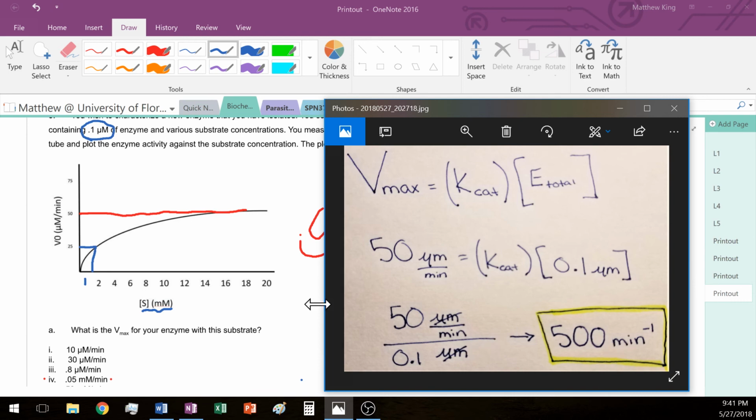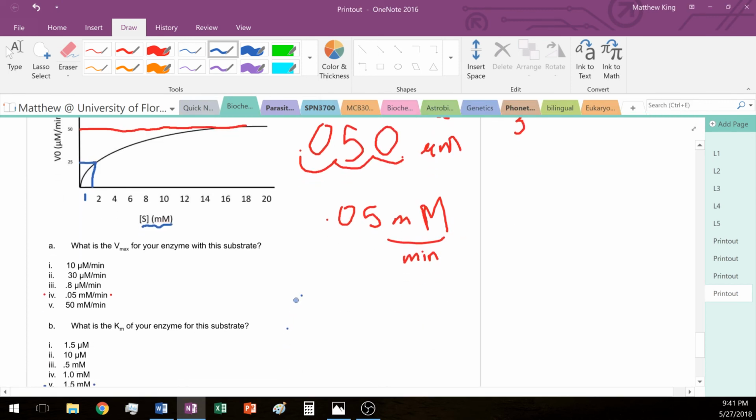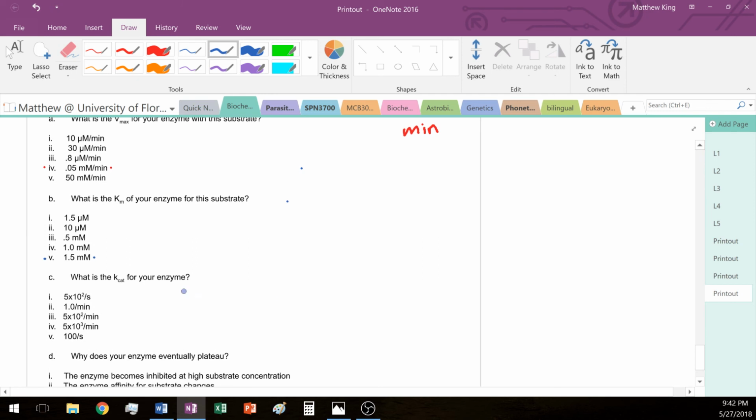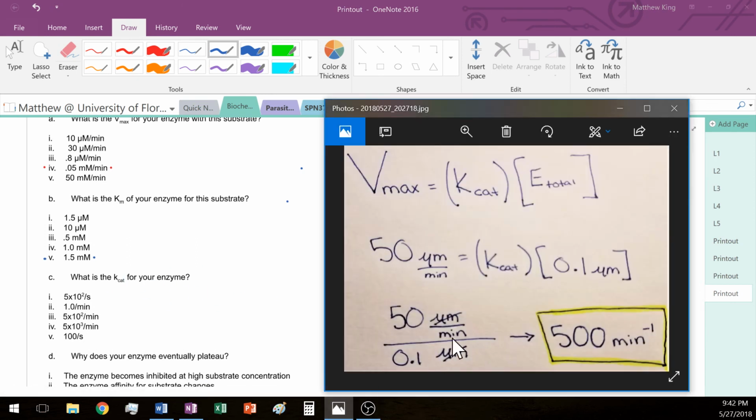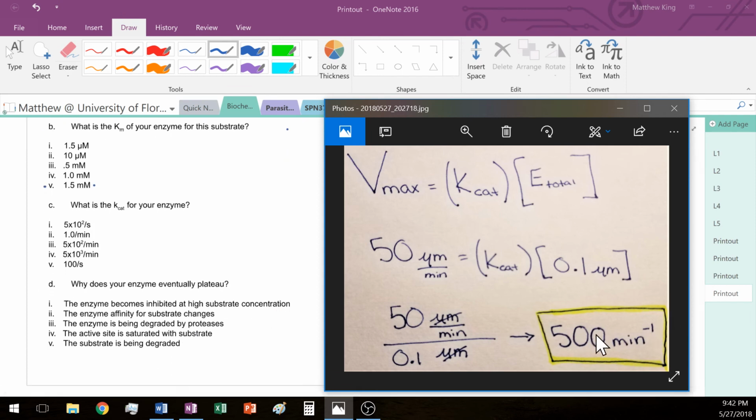So literally that's all you had to do to figure out part C, and here we go with the freezing again. It does that sometimes. That's all you have to do to figure out part C, which is really nice. And now finally, this would just be 500 minutes to the -1.